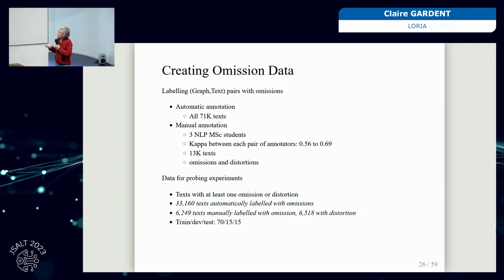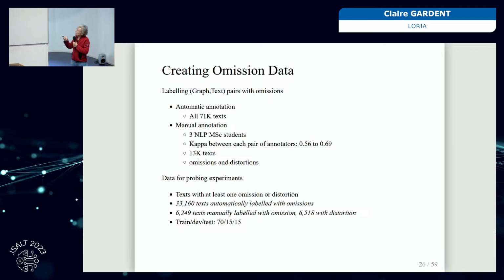As I said, we can use either the automatic detection that I presented before to annotate each text for omission. It's not perfect, but at least it's fast, so we can do this on all texts. We also have a manual annotation to see how much the results differ depending on whether you do this imperfect automatic annotation or manual annotation. We had three students annotating the data, and we have this agreement between the annotators. We do this for 13,000 texts.